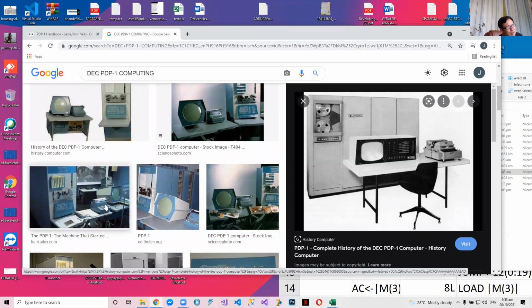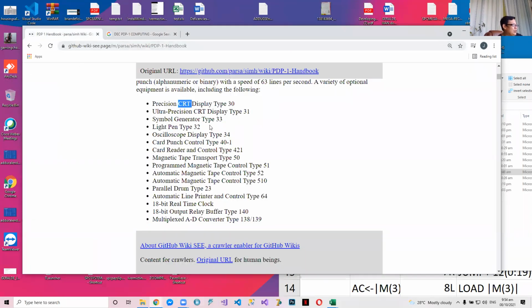Now, this is not the first computer which has a keyboard because earlier there was already the Manchester Baby during the Second World War, which was in the UK. It already has a computer keyboard. But this is the very first computer with a CRT display. Do you follow? It's the first computer that has a monitor.